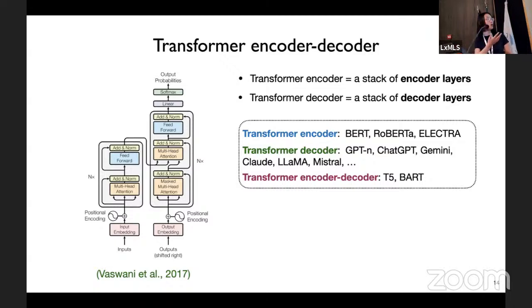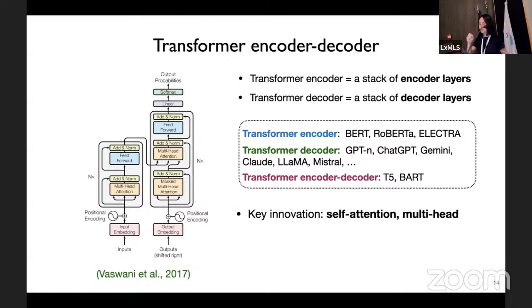For the transformer encoder, the models that I will also talk about in the second half of today's lecture, like BERT, RoBERTa, and ELECTRA, are all based on the transformer encoder. And the state-of-the-art large language models, such as the GPT models, ChatGPT, Gemini, Claude, Llama, Mistral, and many other models, are only based on the decoder. We'll also see some other pre-trained models, like T5 and BART, which are based on the transformer encoder-decoder models.